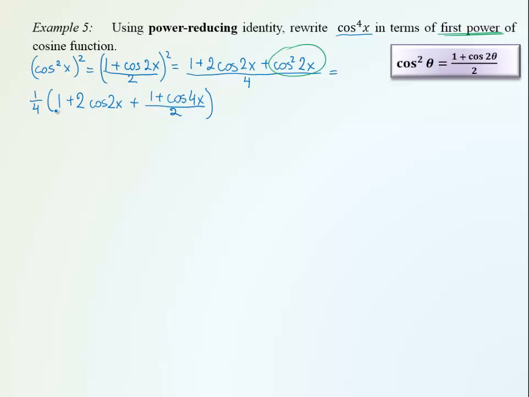Now if we pull the 1/2 out of the bracket, we'll end up with 1/8, but then these two terms will have to be multiplied by 2. So we have 2 plus 4 cosine 2x, and then plus 1 and plus cosine 4x. Oh, this expression involves only cosines and in the first power. So yes, we've done the job. The only thing that we can still do is to collect the 1 with 2. So the final answer will be 1/8, and then it's 3 plus 4 cosine double angle plus cosine 4 times the angle.